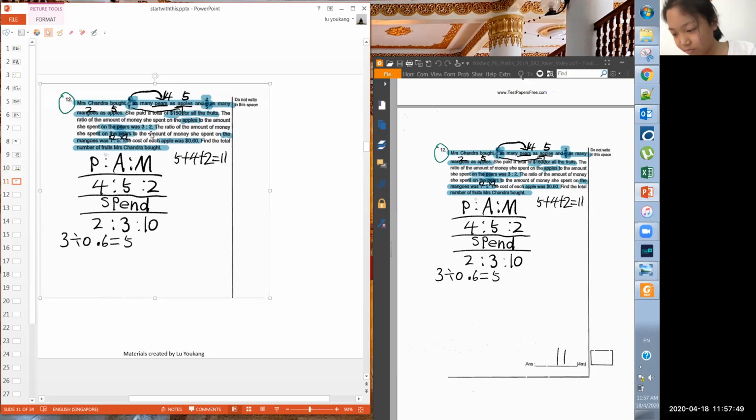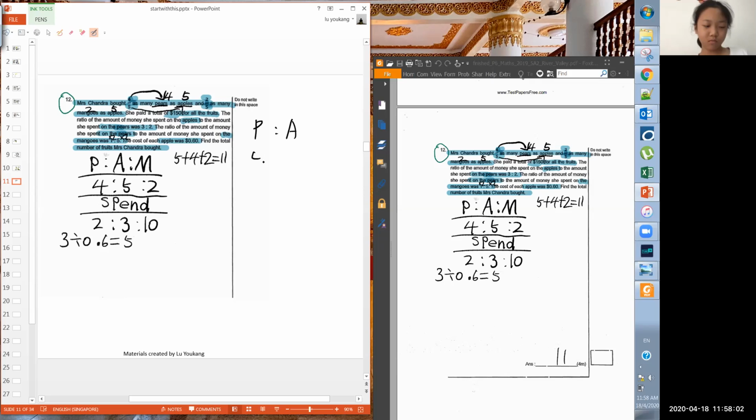Okay, what it says is, Mrs. Chandra bought 4/5 as many pears as apples. So it means pear to apple is 4 to 5. And 2/5 as many mangoes as apples. So mangoes is 2 units. She paid a total of 150 for all the fruit. So it means you add this all up, paid 150, for all of this.